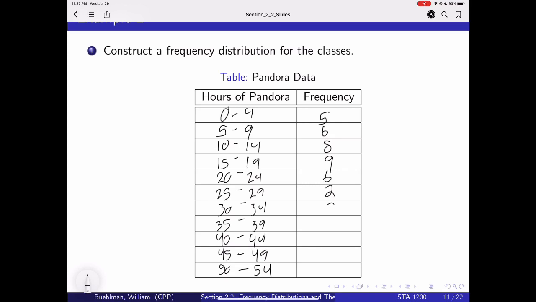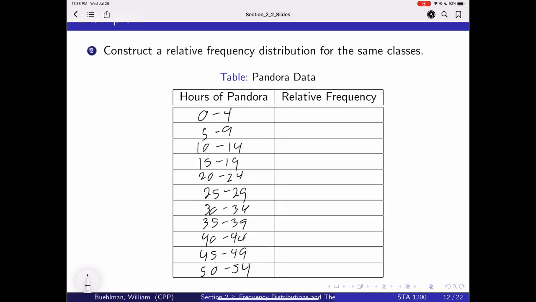There were no people who listened from 30 to 34 hours, but we have to include that class even though there's 0 in there. We still have to include it. From 35 to 39 there were 3. From 40 to 44 there were 0. From 45 to 49 there was 0. And there was 1 from 50 to 54. So now we have a frequency distribution with 11 classes that covers all of our data values.